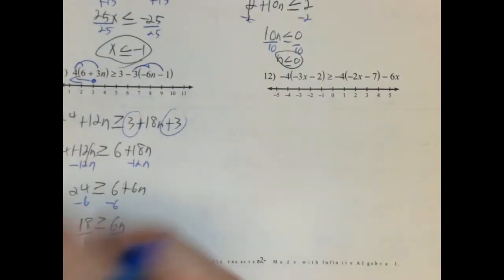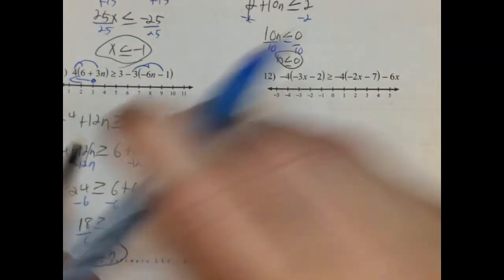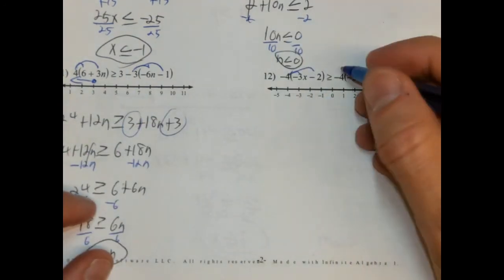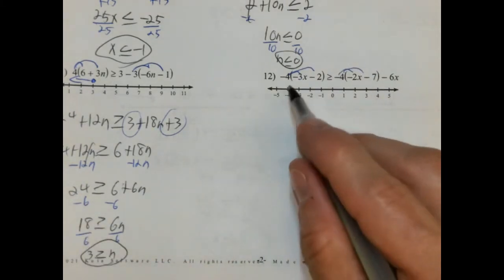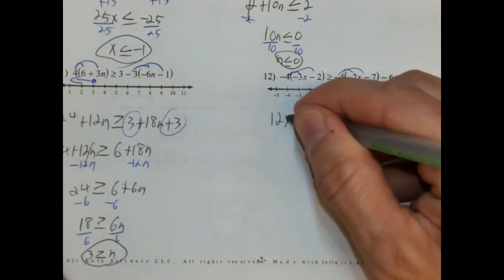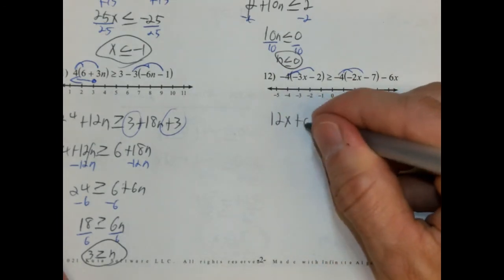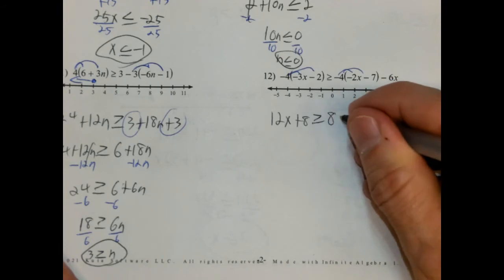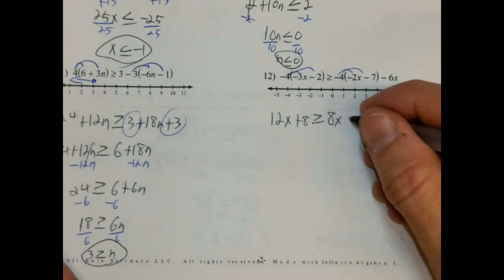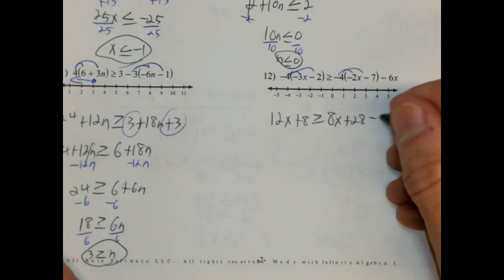Okay. For this last one, we have to distribute the negative 4 and distribute the negative 4 as well. Okay. So negative 4 times negative 3x is going to be 12x. Negative 4 times negative 2 is positive 8, greater than or equal to. Negative 4 times negative 2x is going to be positive 8x. And negative 4 times negative 7 is going to be plus 28. And don't forget this negative 6x.